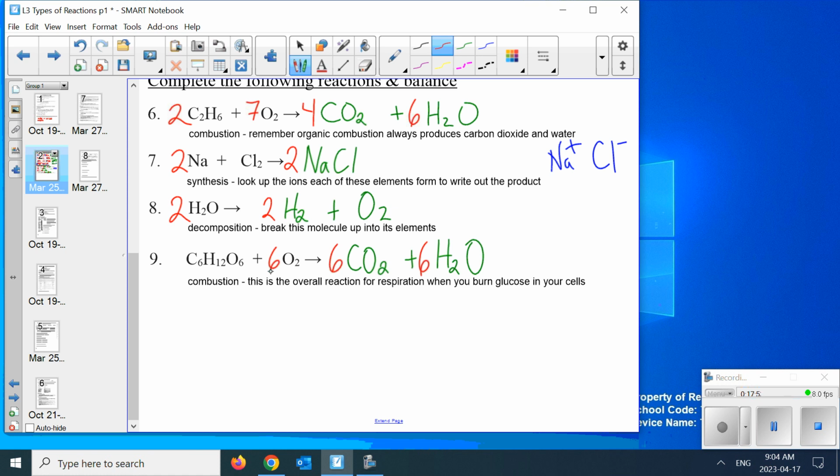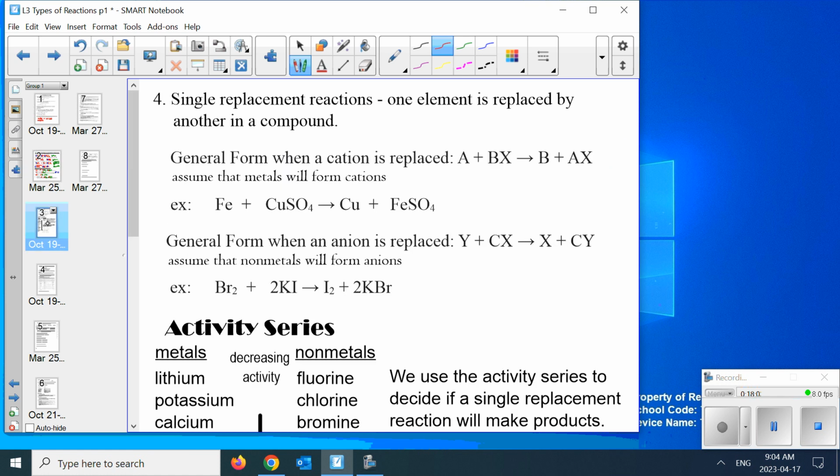Well, we'll get more practice with the balancing. First, we're going to take a look at single replacement. One more type of reaction.